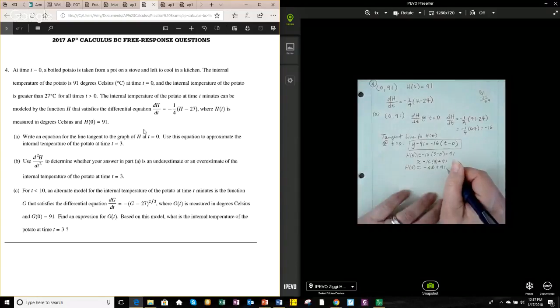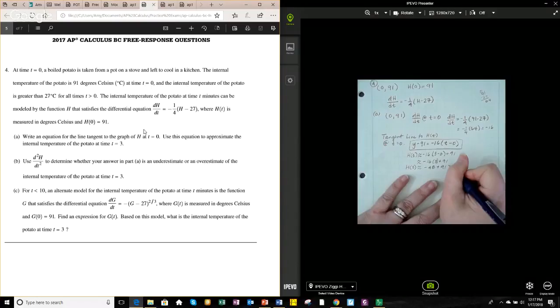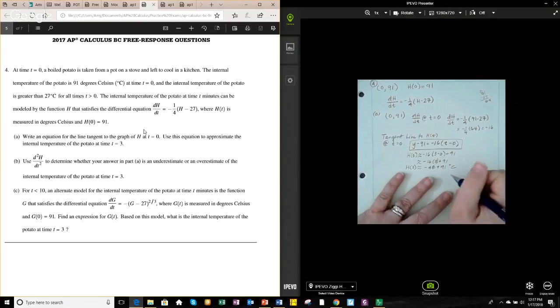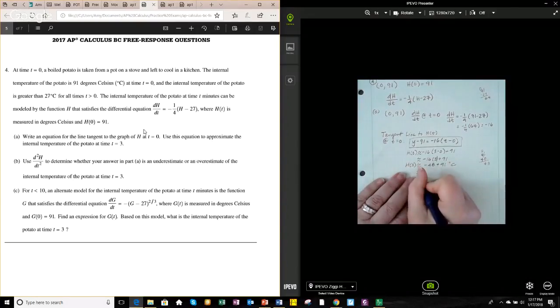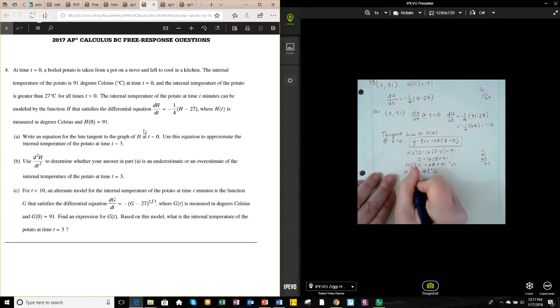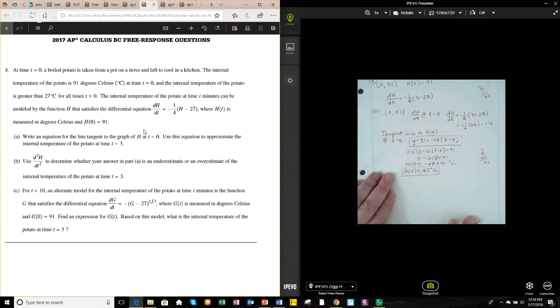Now, this is going to be in what unit? The temperature of the potato. So this is degrees Celsius. And theoretically, you can leave it like this. But what I want to do is find the exact answer. So this is 91 minus 48. 8, this is going to be 3, and then this is going to be 4. So this is going to be approximately 43 degrees Celsius using the tangent line as our approximation. So that's part A. Lots of work for part A.